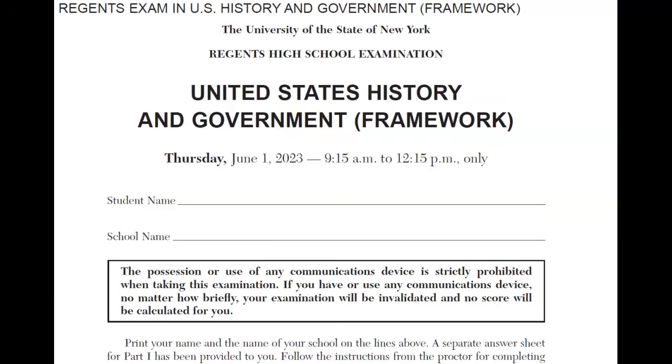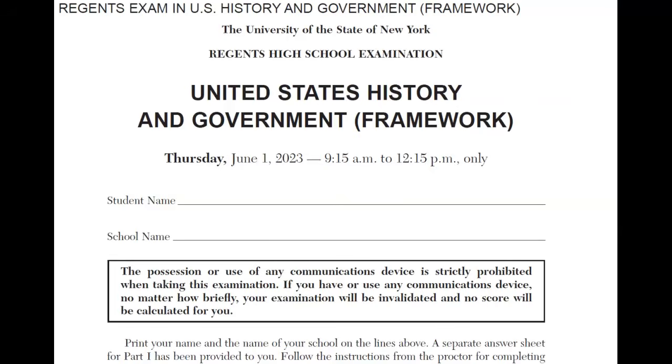We're going to review United States history by using a previously administered Regents exam, going through it step by step, working through the questions. This will give us an opportunity to review some of the material, but also to see how to approach these Regents questions. Notice this is an exam from June 1st, 2023. That's only last year.